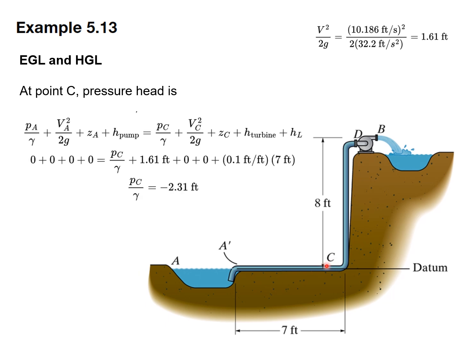So continuing up the pipe, let's apply the energy equation between points A and C. Again, on the left-hand side, all these terms are 0. On the right-hand side, this is the term we're trying to find. VC squared over 2g, that's 1.61 feet. And here, the HL term is not going to be 0. It's 0.1 feet per foot, so we have 7 feet. Therefore, PC over gamma is minus 2.31 feet.